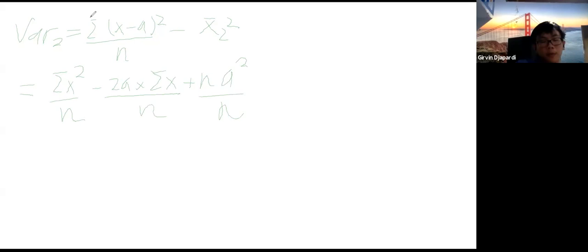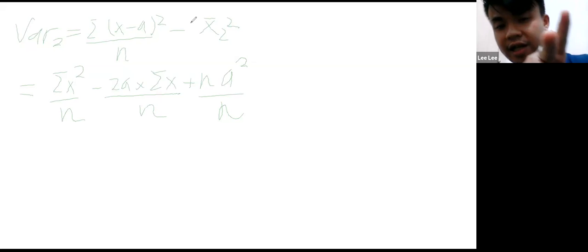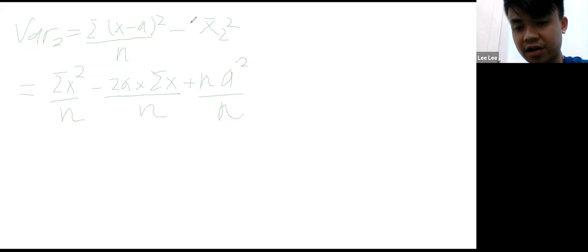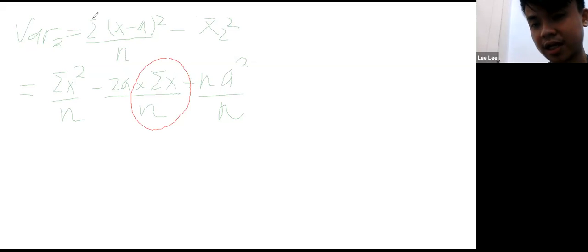So from where do you suddenly get 2a and sigma x again? Before I cleared this just now, I took out the negative 2a already, right? And I had x1 plus until xn. So x1 plus until xn is sigma x in notation, the sum of x. Understand?